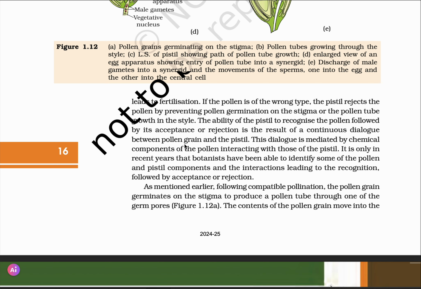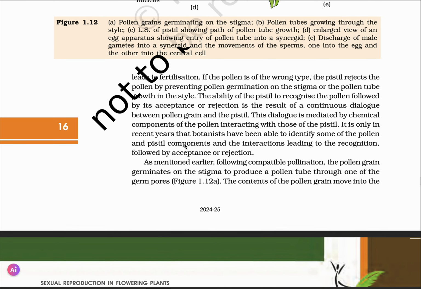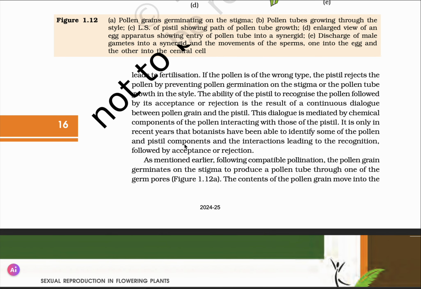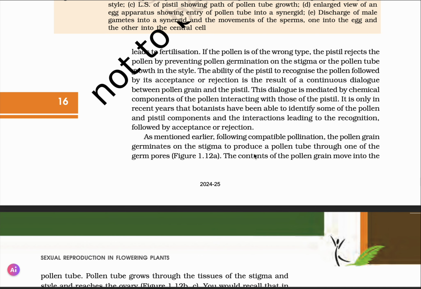This ability to recognize the pollen, followed by its acceptance or rejection, is the result of continuous dialogue between the pollen grain and the pistil, and this dialogue is mediated by chemical components of the pollen interacting with those of the pistil. It is only in recent years that botanists have been able to identify some of the pollen and pistil components and the interactions leading to recognition, followed by acceptance or rejection.